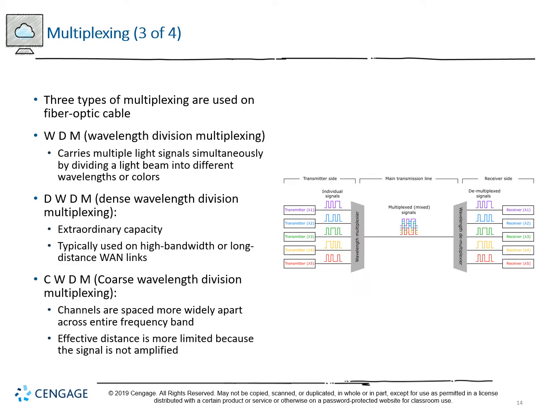If we're dealing with fiber, then we have what are called wave division multiplexing, dense wave division, and coarse wavelength division. Standard wavelength division carries multiple light signals simultaneously by dividing a light beam into different wavelengths or colors.